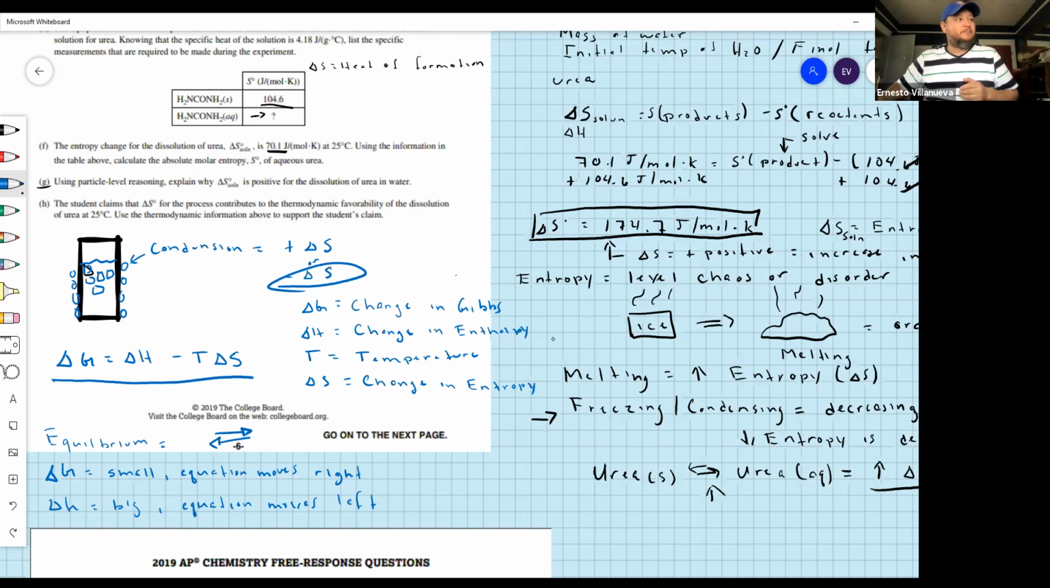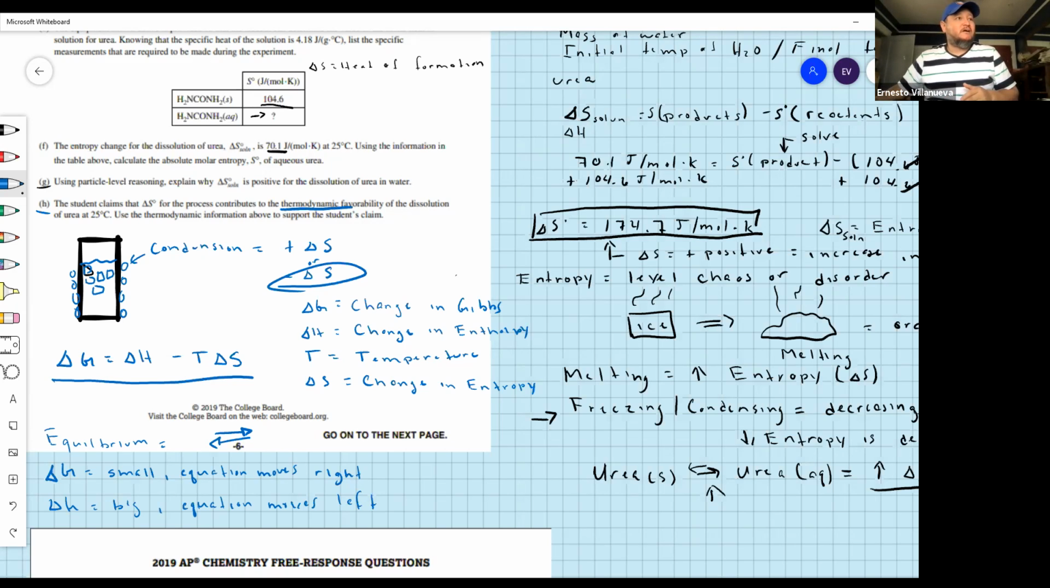So let's take a look at this one. It says the student claims that the entropy for the process contributes to the thermodynamic favorability of the dissolution of urea at 25 degrees. Use the thermodynamic information above to support the student's claim. What does that mean? It's fancy talk for saying, is the equation going to move to the right or is it going to move to the left? Okay, you with me so far?